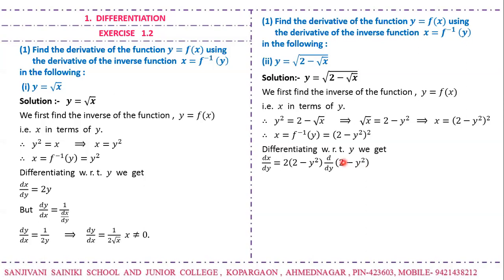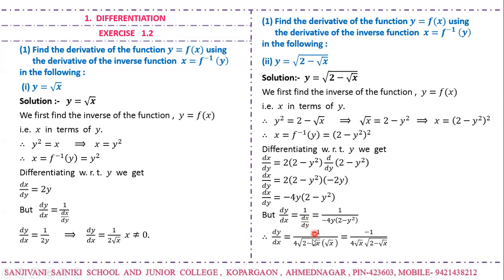Now d by dy of 2 minus y square: the derivative of 2 is 0, and the derivative of y square is 2y. So what do you get? 2 into (2 minus y square) in bracket into minus 2y. Further simplifying, you get minus 4y into (2 minus y square). Now here we have to put the value of y using dy by dx is equal to 1 upon dx by dy. So take the reciprocal and put the value of y in this expression. You will get the derivative of the given function with respect to x.